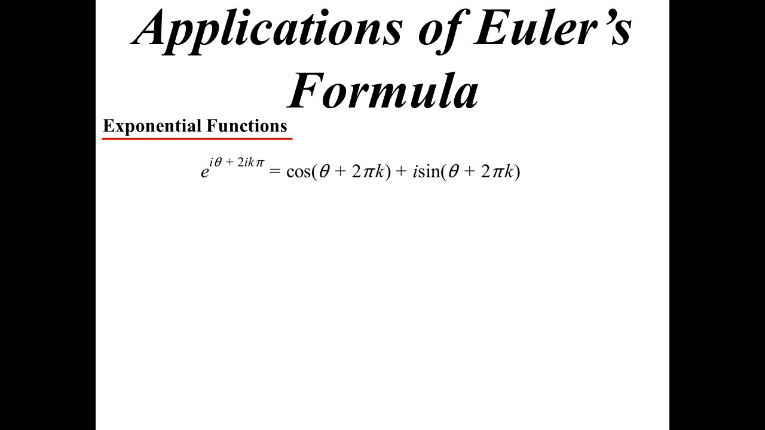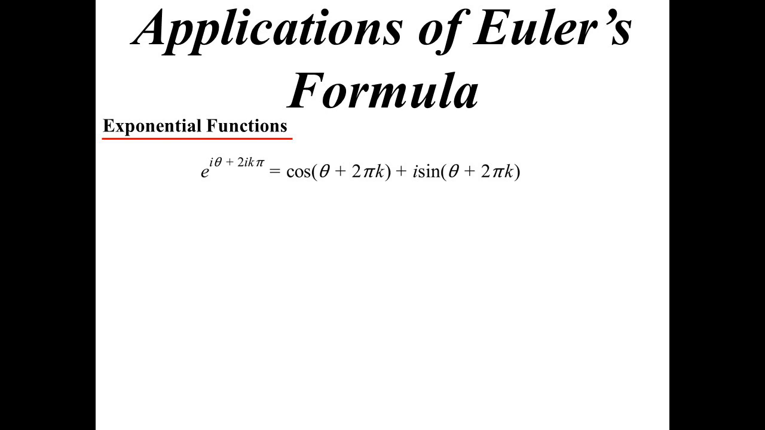Well, let's have a look at some problems where we apply this formula. Exponential functions, obviously it's going to be really useful for exponential functions. So there it is, but I've just added a little bit on there: the plus 2i k pi. Basically it's saying, well, the argument is a certain angle.